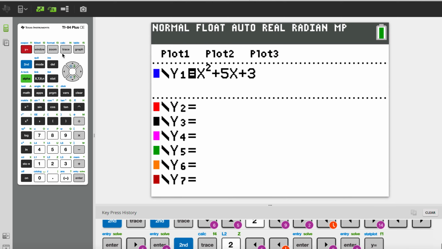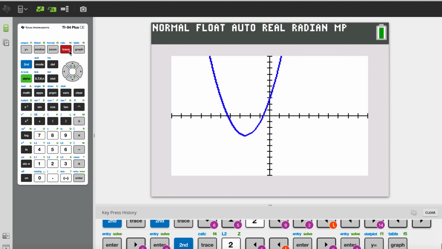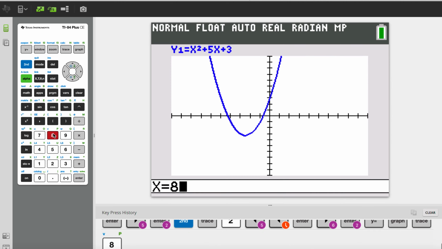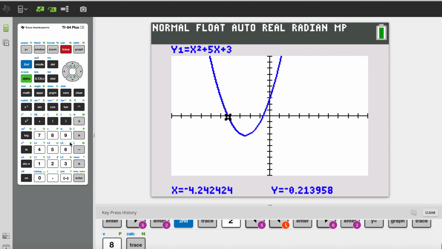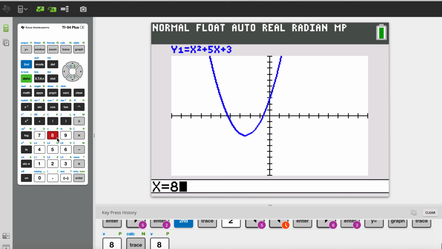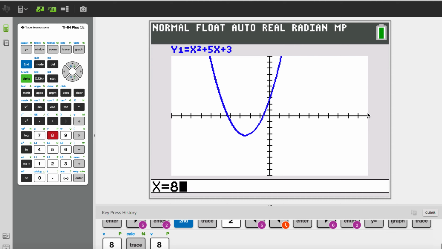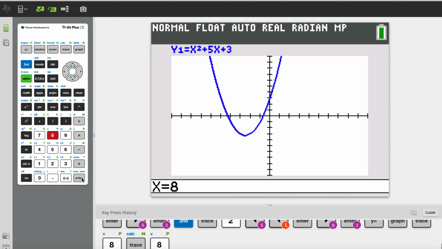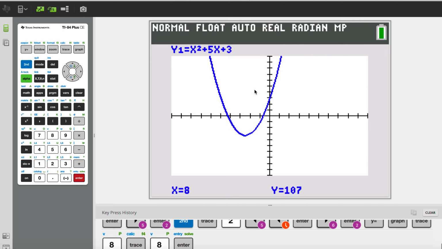It's pretty easy. So now I have a graph here. I just have to do trace, and I just type a number. You don't have to do second. You just do trace. After trace, you just type in a number. For instance, say 8. So now I'm finding when x equal to 8, what is my y value? So we just do enter. Boom, y equal to 107.